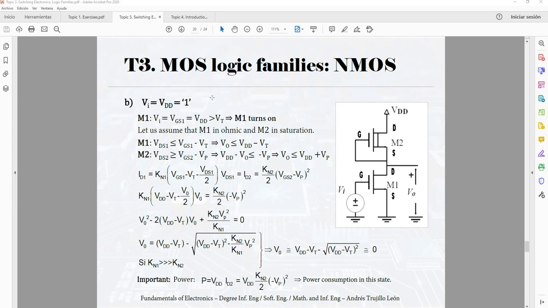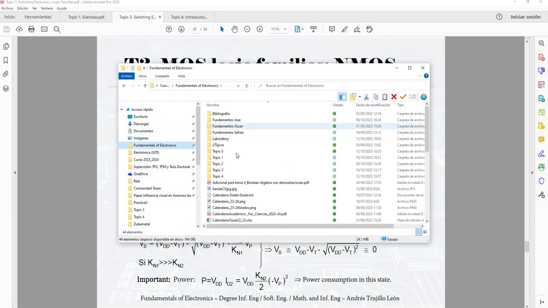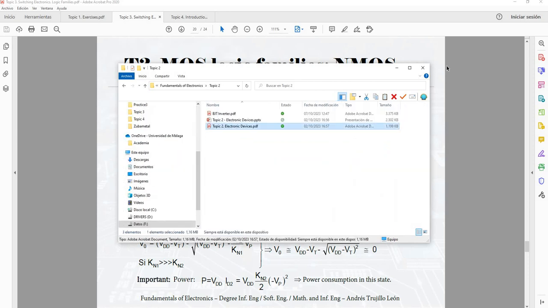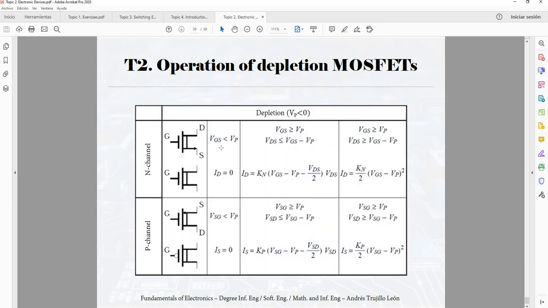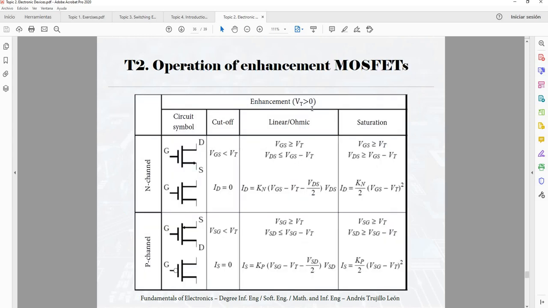Here we have the conditions to determine if the transistors are either in cutoff, in ohmic region, or in saturation region. You can see that the equation may seem complex, but you have this equation in topic 2 in the end. So if you go to this topic, you can check the conditions. We need to be in either region and the value of the currents for those regions, for the depletion MOSFET and for the enhancement MOSFET.